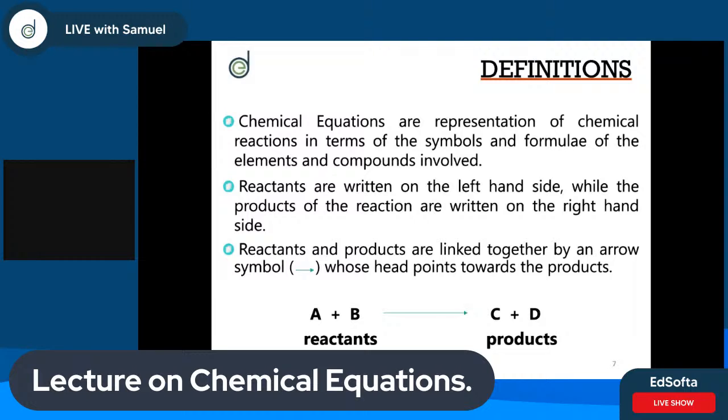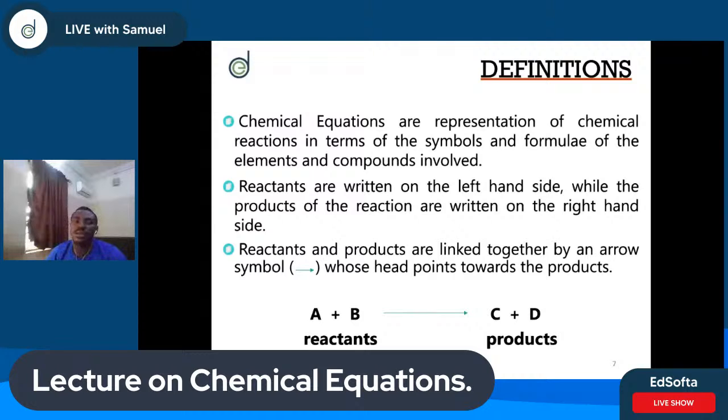So chemical equations are representations of chemical reactions in terms of the symbols and formulae of the elements and compounds involved. Reactants are written on the left hand side, while products of the reactions are written on the right hand side. Reactants and products are linked together by an arrow symbol whose head points towards the product. As you can see there, A plus B is the reactants and it goes towards C plus D.